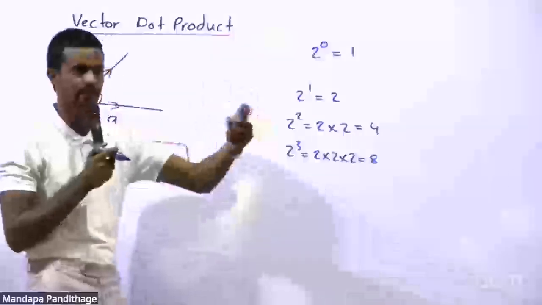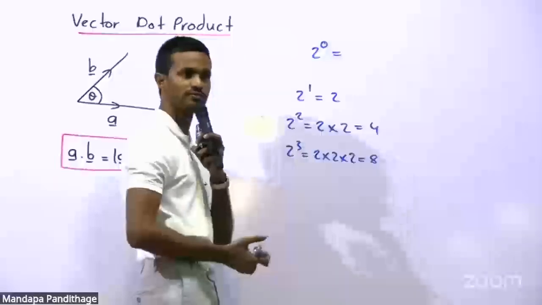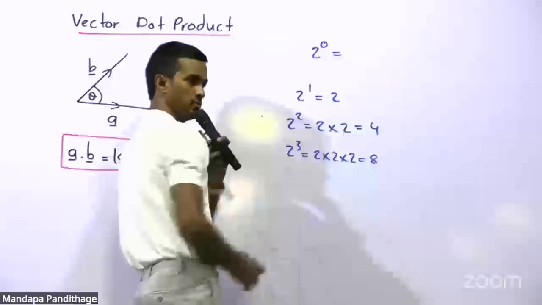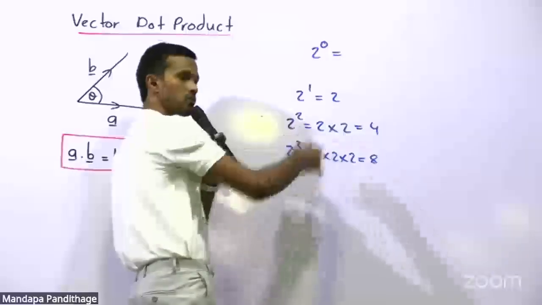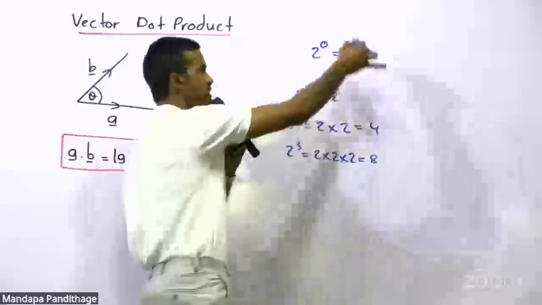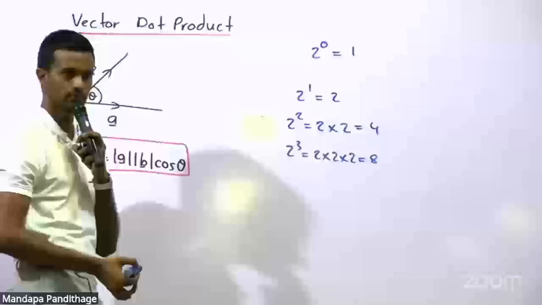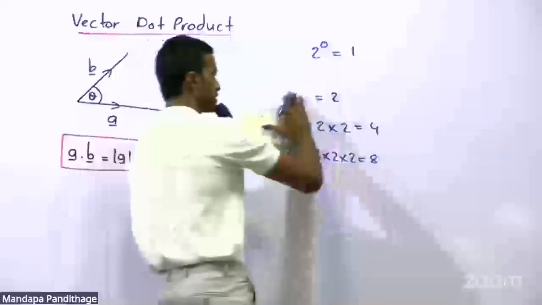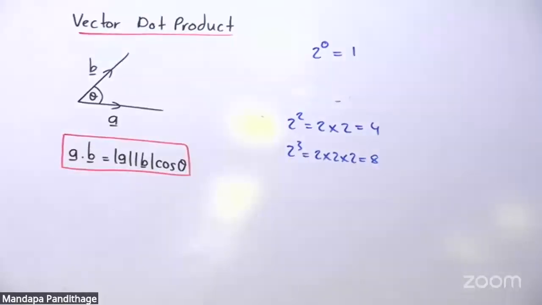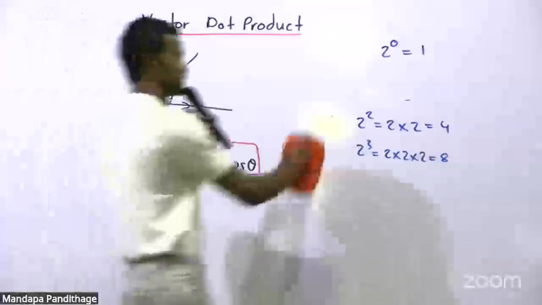But when it is 2 to the power 0, there is no 2. Like 2 cubed is 3 2's, 2 to the power 2 is 2 2's, this is 1 2. So when it is 2 to the power 0, there is no 2, but we say that it is equal to 1. If you search for a YouTube video asking how to prove this, there is a way, but those are not standard proofs.